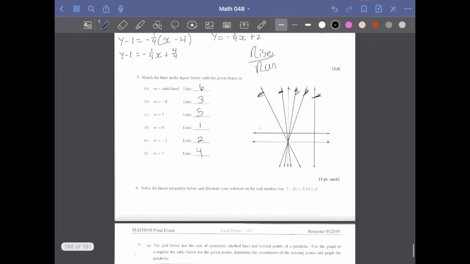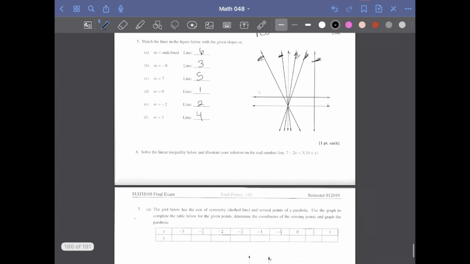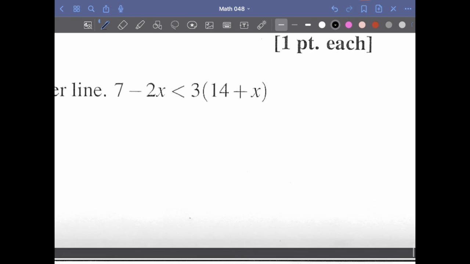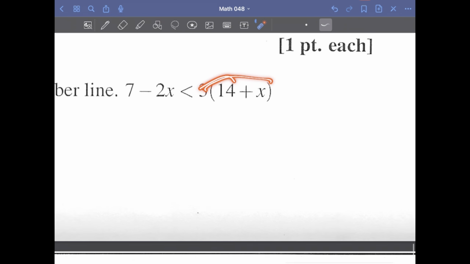Solve the linear inequality below and illustrate your solution on the real number line. So we're going to solve for x. So first thing I want to do is distribute this 3. So that'd be 7 minus 2x is less than 13 times 4.